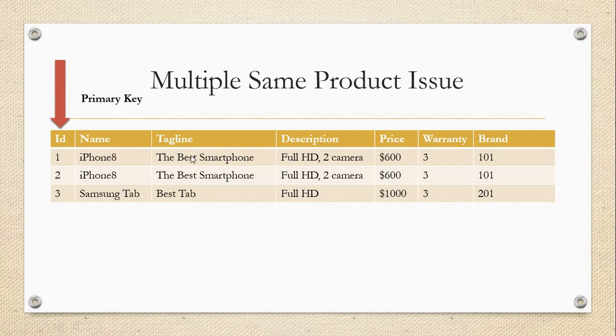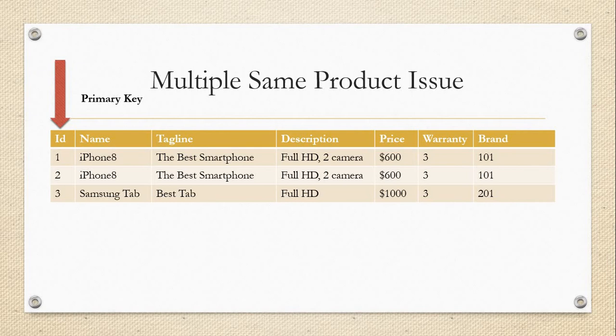This tagline and description will be repeated 100 times. If we select the iPhone 8 in the transaction or in the database, we will get lots of repeated data, redundant data. So we need to move that data, that means we need to divide that table. Let's check about that.